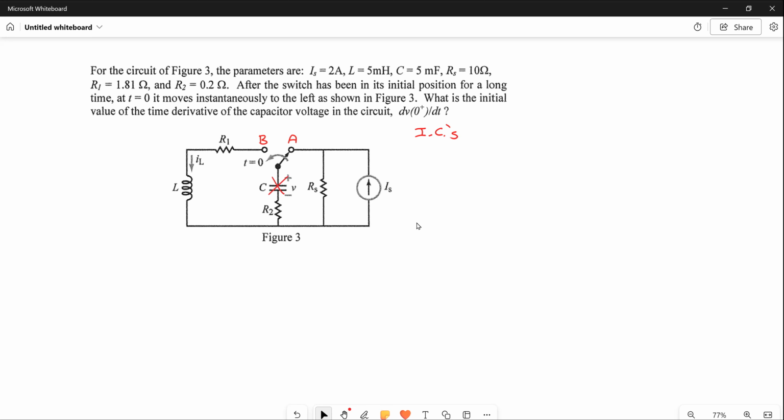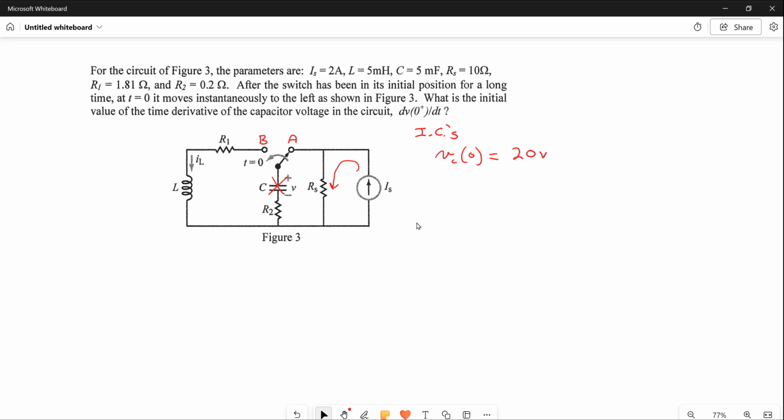So the voltage across RS is going to be the voltage across the capacitor plates. You can see here that the initial condition VC of 0 is equal to 2 amps times a resistance of 10 ohms, which is RS. All that current is going to flow through here, and you're going to get an initial condition of 20 volts for the voltage across the capacitor.